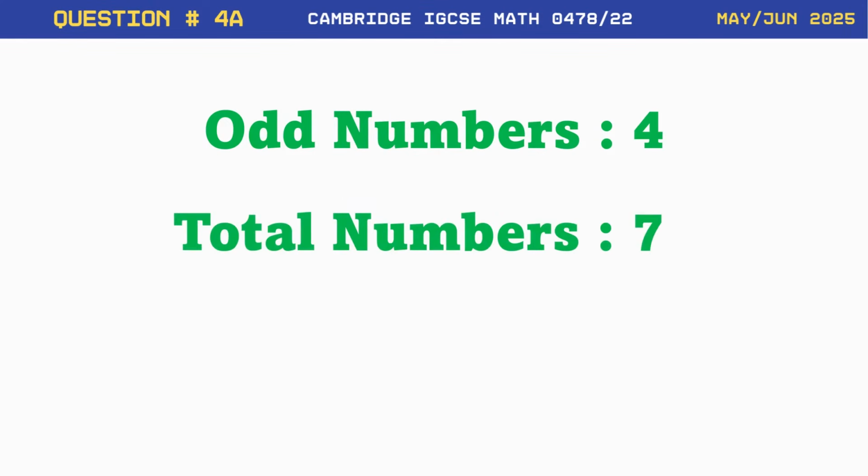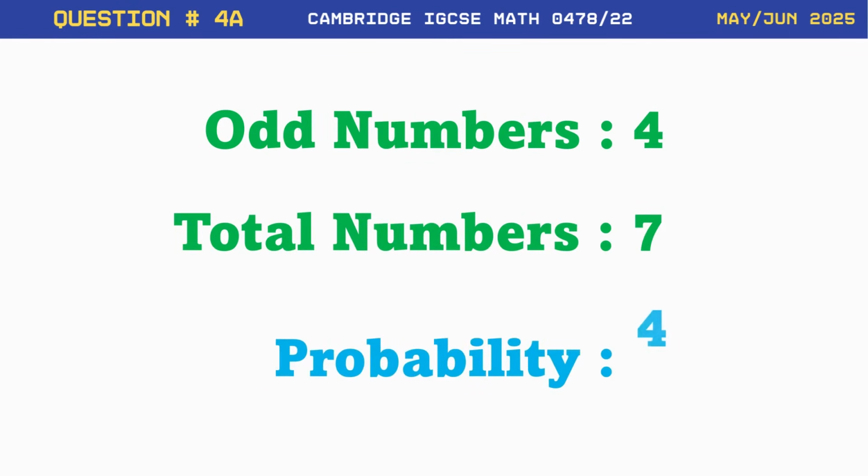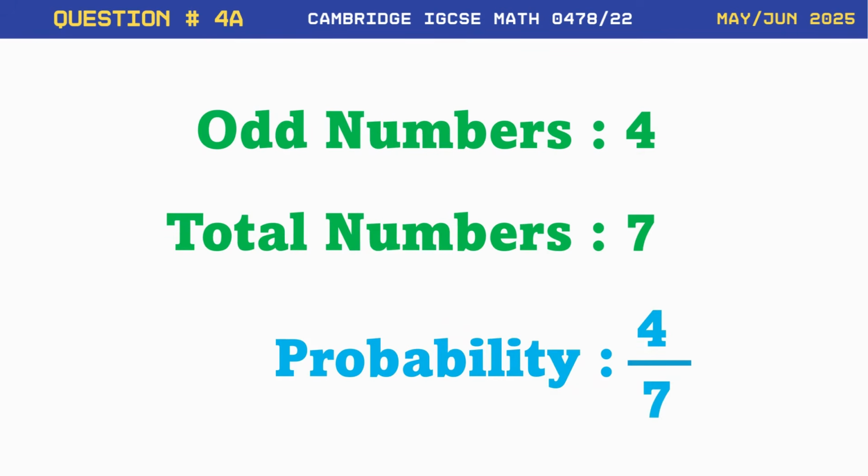There are 7 cards in total, so the probability of picking an odd number is number of odd cards divided by total number of cards. That is 4 over 7. So the answer is, the probability is 4 by 7. Great! We have solved the question.